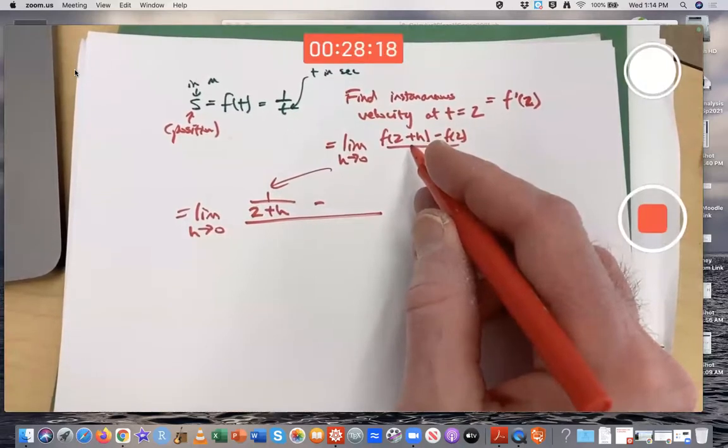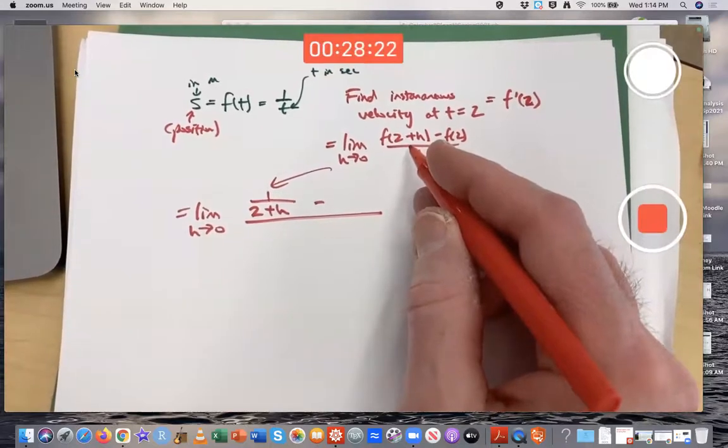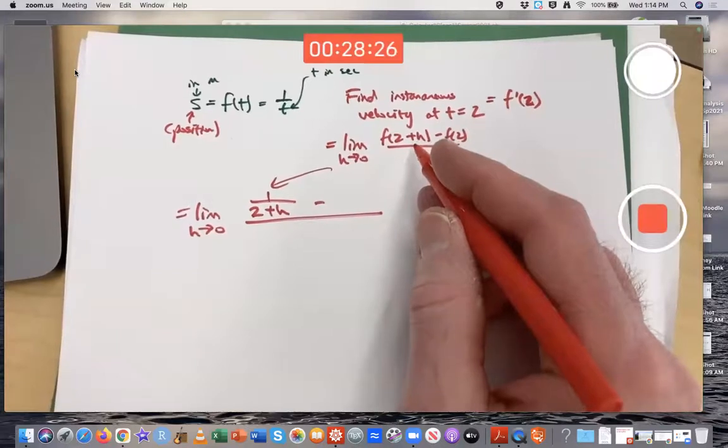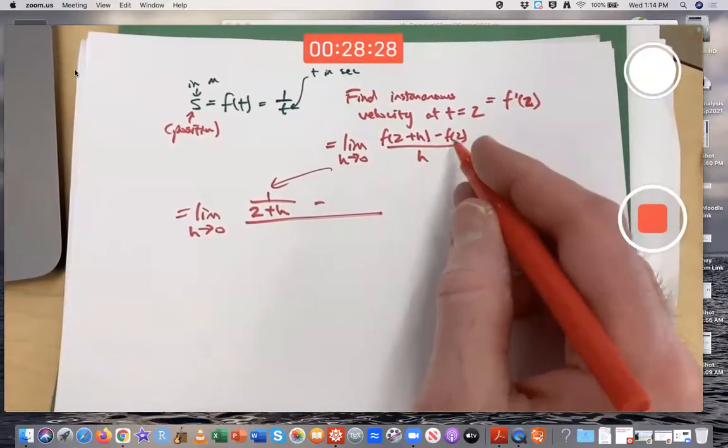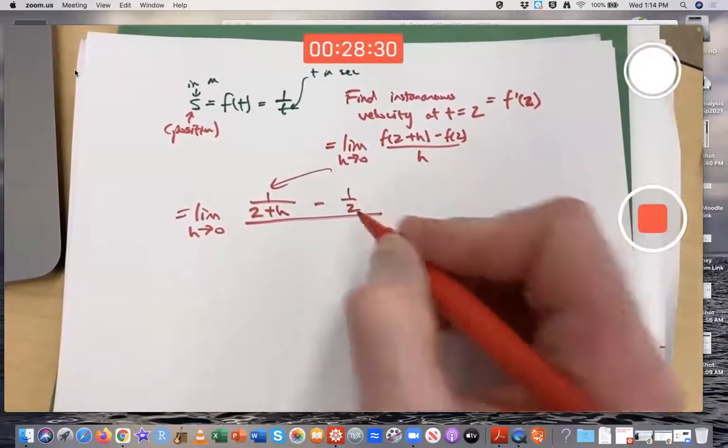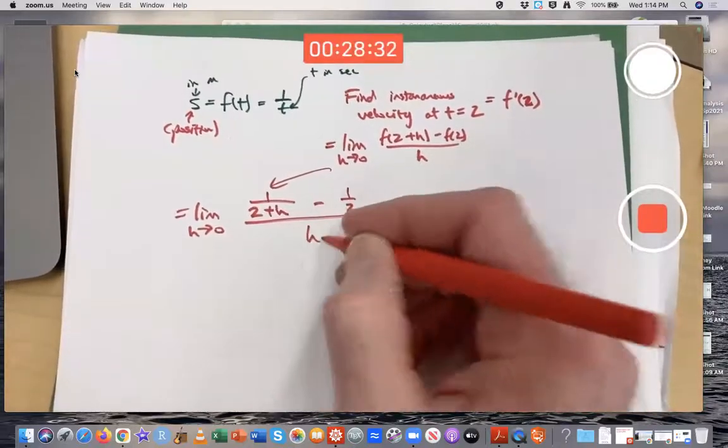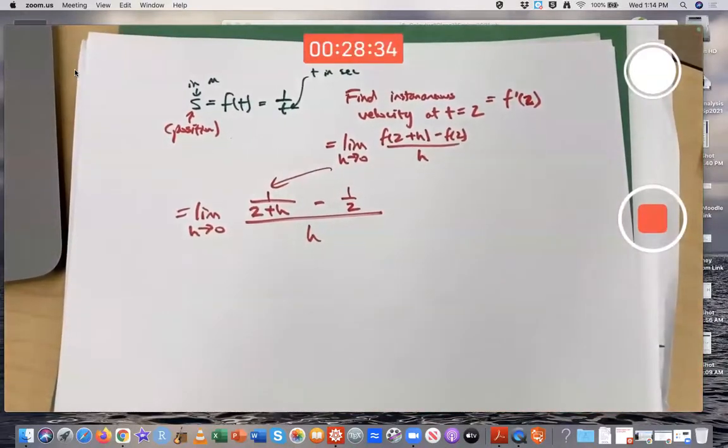This is the importance of understanding mathematical symbolism, which is part of what we test you on for the placement exam and the skills test. You understand what to do here. Minus f of 2 is just 1/2, all divided by h. That doesn't look so easy, does it?